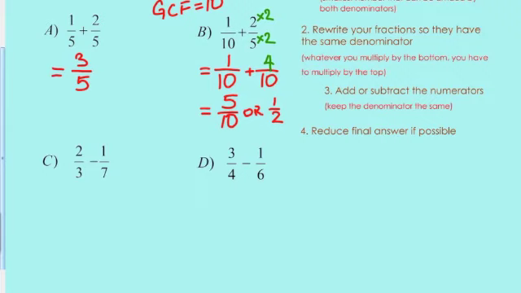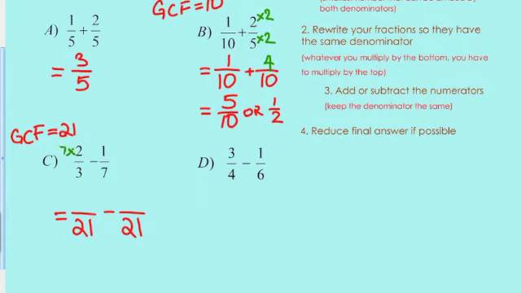For the next example, I have 2/3 minus 1/7. Now, here the greatest common factor is 21. I got that by multiplying 3 times 7, and there's really no smaller number that can be divided by both 3 and 7. So I will rewrite both of those fractions as out of 21.